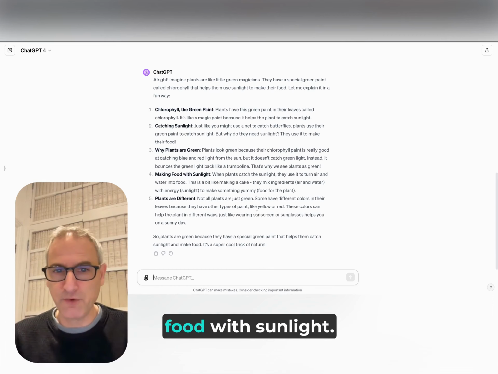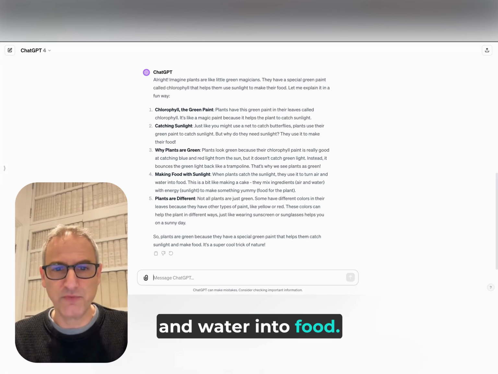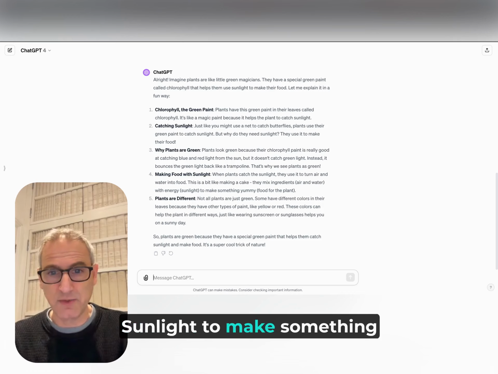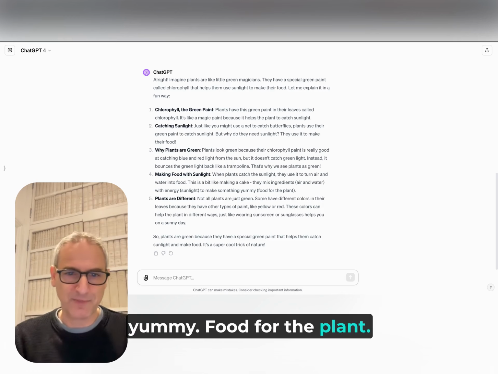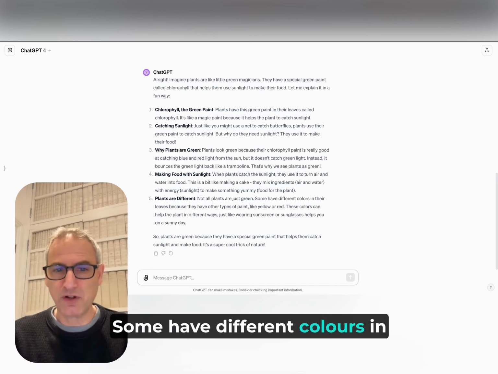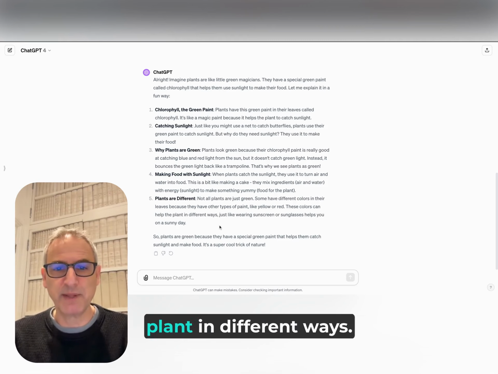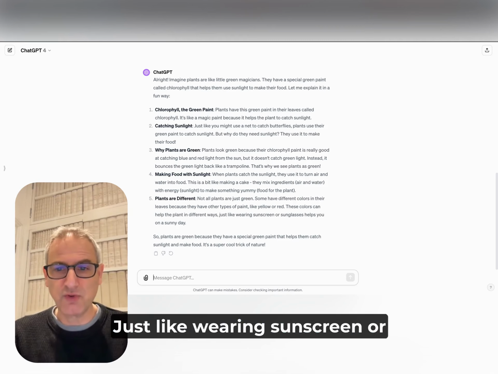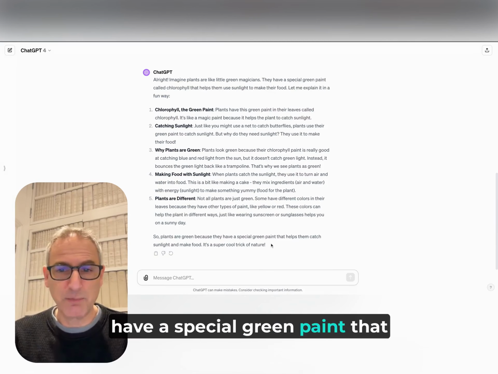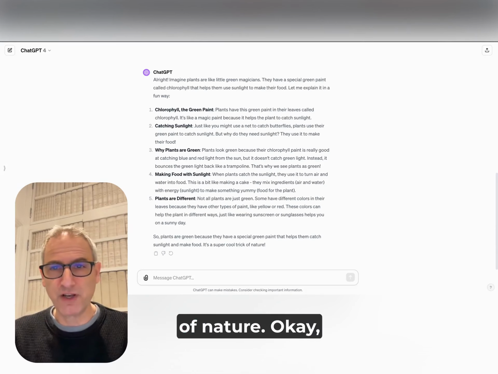And then it goes on making food with sunlight. When plants catch the sunlight, they use it to turn air and water into food. This is a bit like making a cake. They mix ingredients, air and water, with energy, sunlight, to make something yummy, food for the plant. Plants are different. It says not all plants are just green. Some have different colors in their leaves because they have other types of paint, like yellow or red. These colors can help the plant in different ways, just like wearing sunscreen or sunglasses helps you on a sunny day. So plants are green because they have a special green paint that helps them catch sunlight and make food. It's a super cool trick of nature.